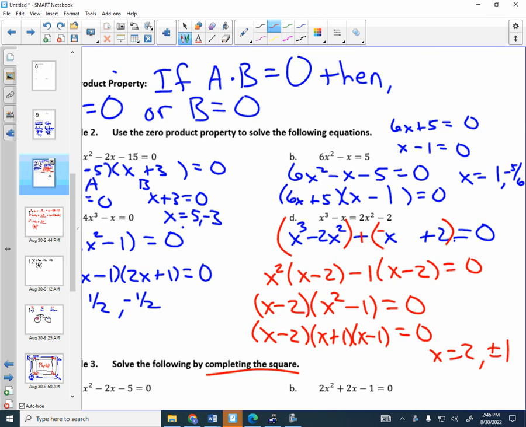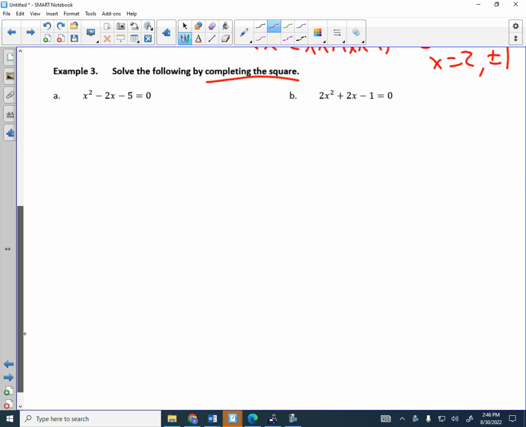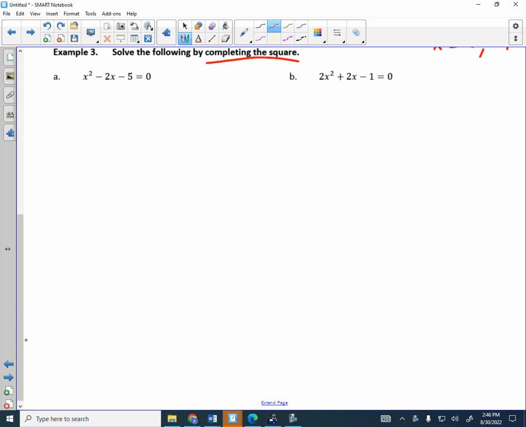So let's do this. We're going to complete the square. We are not using the zero product property. So therefore, we are going to move the 5 over. X squared minus 2x is equal to 5. Again, I'm not using the zero product property. I am completing the square. So I need to add a number here that completes the square. 2 divided by 2 is 1. Squared is 1. So you add a 1 to complete the square. You have to add 1 to the other side as well.